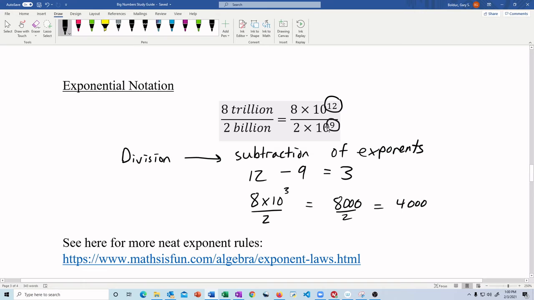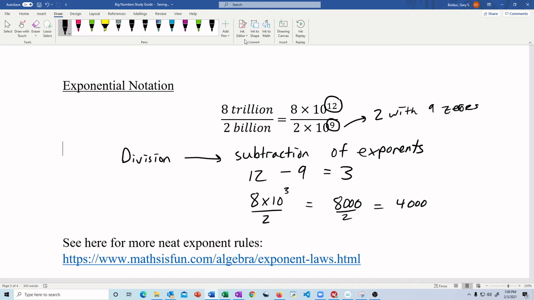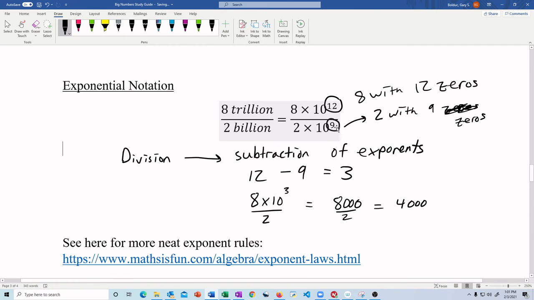Because remember, the 10 to the power is just telling us how many zeros. So when you see 2 times 10 to the 9, you should say a 2 with 9 zeros. I mean this literally. This you can read as 2 with 9 zeros. I should probably spell zeros correctly. And then this one would be 8 with 12 zeros. Oh man, you know what I'm talking about. You know zeros. Come on. There we go. So then I got 12 on top, 9 on bottom. Subtract, I'm left with 3.